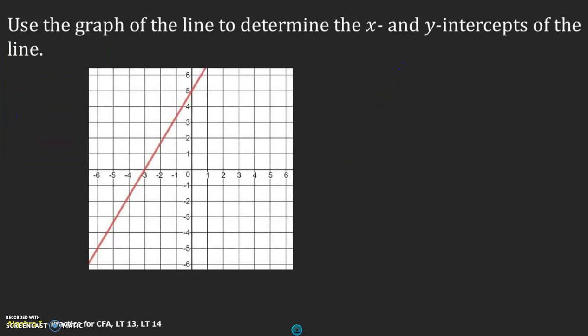Here's another task, Panthers, that goes along with Learning Target 14. Panthers, here we're going to ask you to look at a line graph and ask you just to identify what the x and the y-intercepts are. So we'll pause for about 1.5 minutes. Go ahead and try it, Panthers.